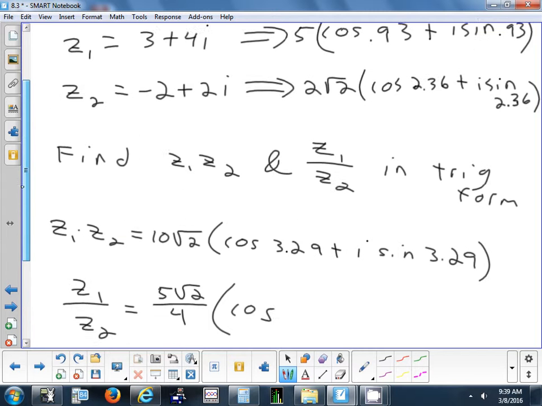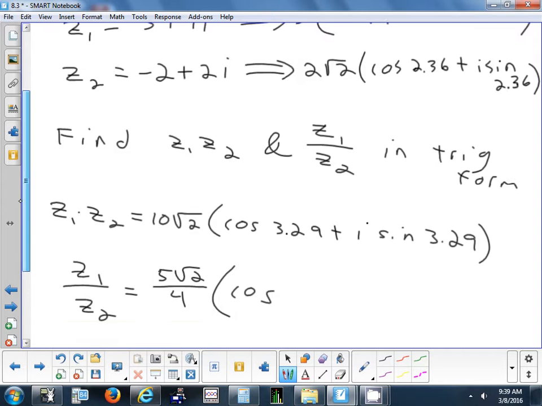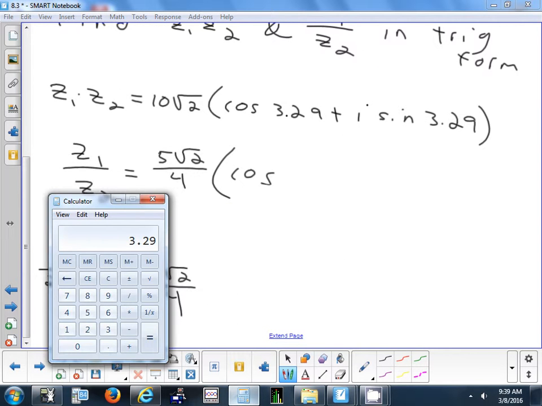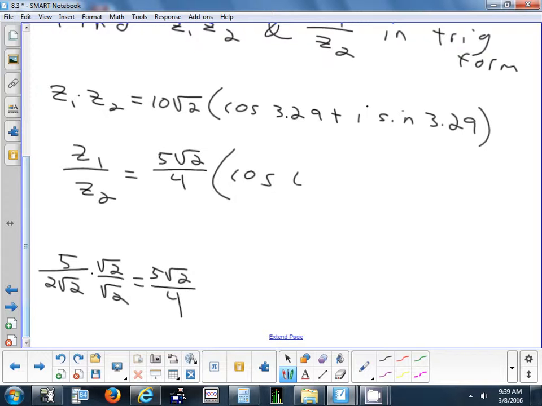Cosine. And what do I do to get my angles this time? Subtract. Okay. 0.93 minus 2.36. Now, something's going to happen here that didn't happen in the last problem. What kind of angle am I going to get? Negative. Okay, and generally we don't want to leave the answer as a negative angle. So I'm going to write it down for now, but we need to fix it.